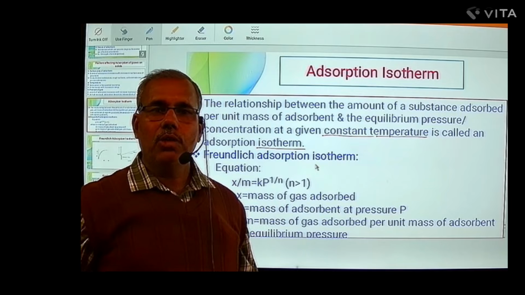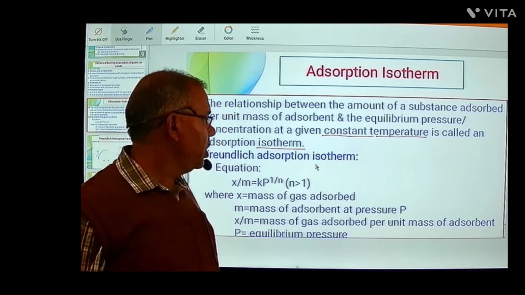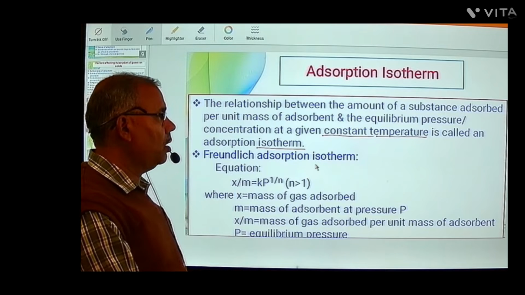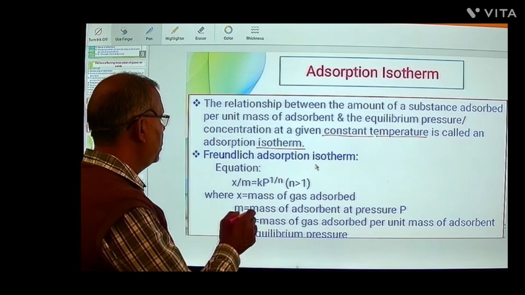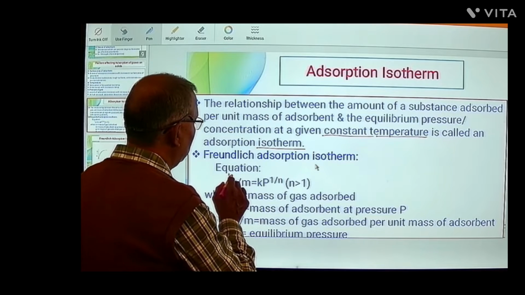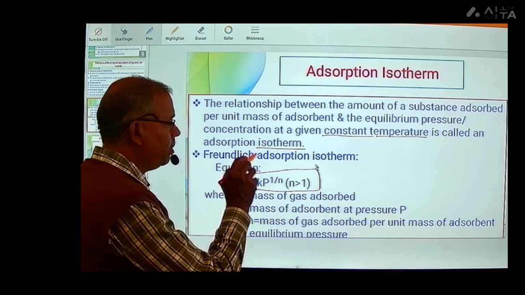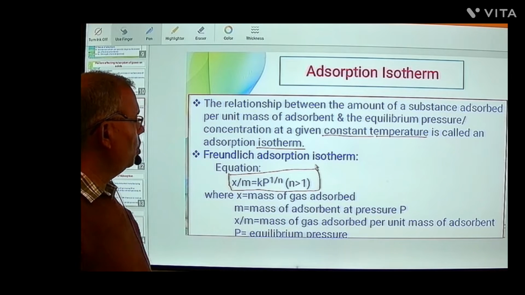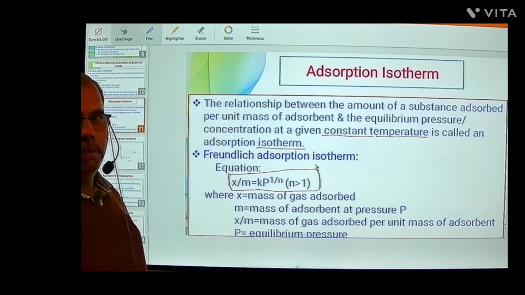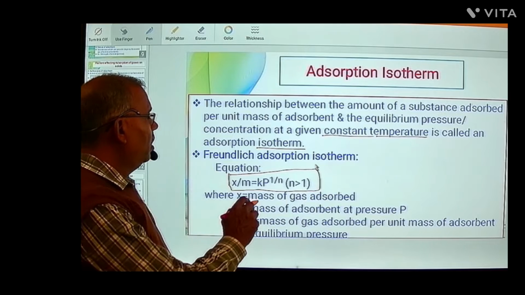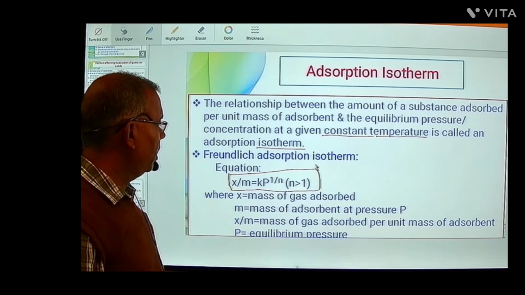Particularly the isotherm which is to be studied in case of adsorption is the Freundlich adsorption isotherm. The Freundlich adsorption isotherm is based upon the equation x by m is equal to k into p raised to 1 upon n, where k is a constant and n is greater than 1. N should be greater than 1.